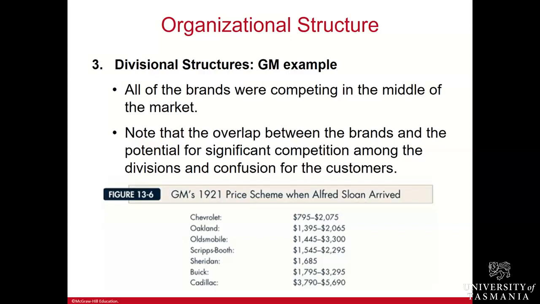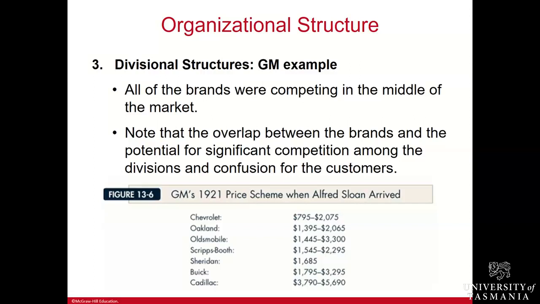For example, if I have 1,500 US dollars, which car can I buy within this figure? I can go for Buick or Oldsmobile, or if I have a little bit more, I can go for Pontiac, or any car in between, or Chevrolet I can buy. I have lots of options. Within this model, the competition between the brands is not significantly separated. They are overlapping.